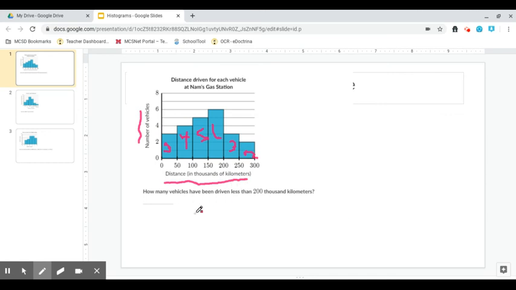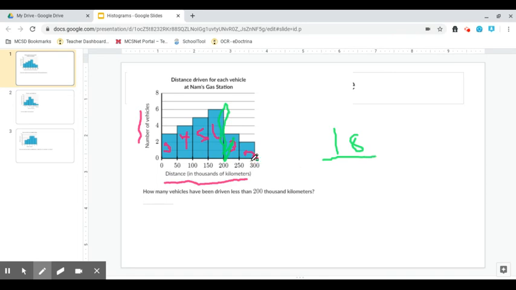It says, how many vehicles have been driven less than 200 kilometers? Well, 200 kilometers, let's get a different color. Let's get green. Less than 200. 200 is right here. Rory's going to be all over me for making bad straight lines. So 200. How many are less than this? Well, there's 6 here. 5 more, there's 11. 4 more, 15. And 3 more, 18. So 18 of them are less than 200, and that's the answer to the question.